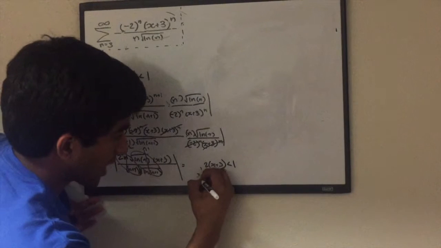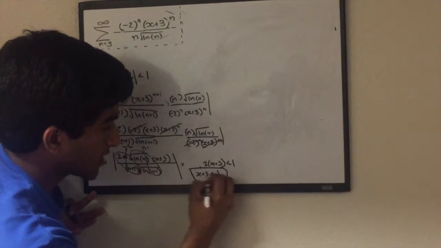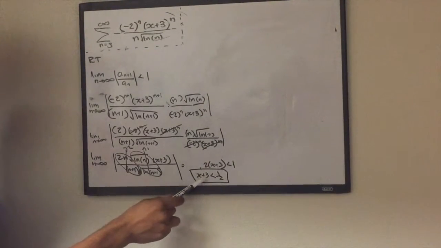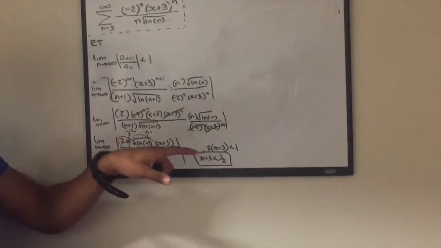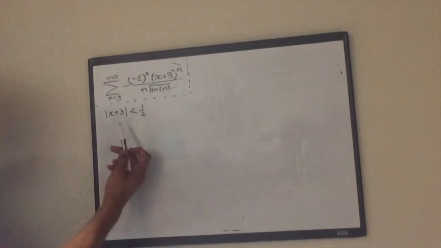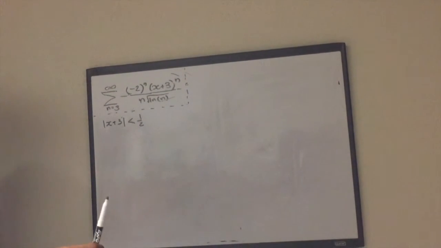And that leaves us with the absolute value of x plus 3 is less than 1/2. So this right here says that, because it's in this form, our radius of convergence is 1/2. So now that we've found the radius of convergence, we need to go about finding the interval of convergence.